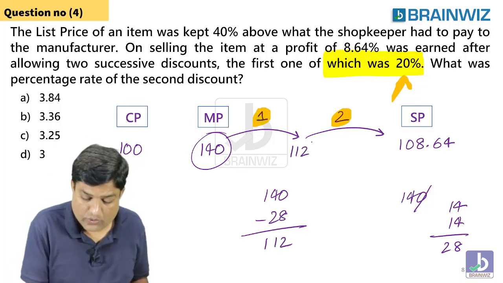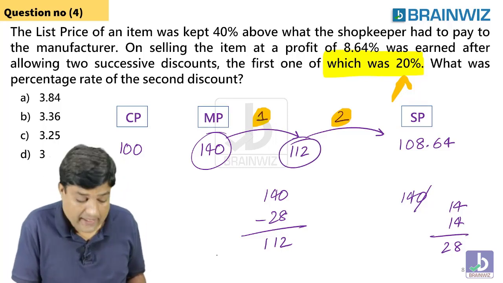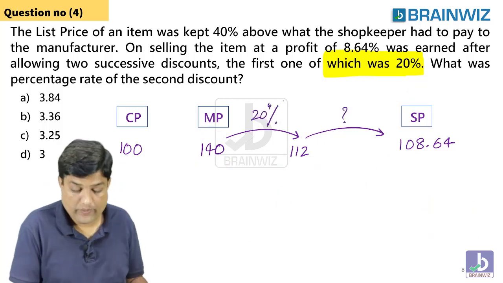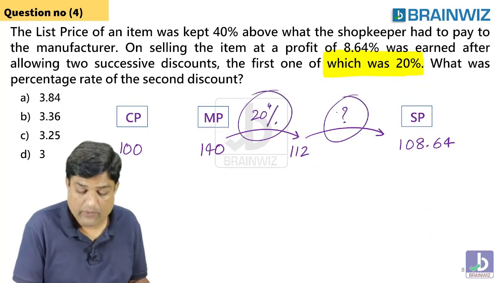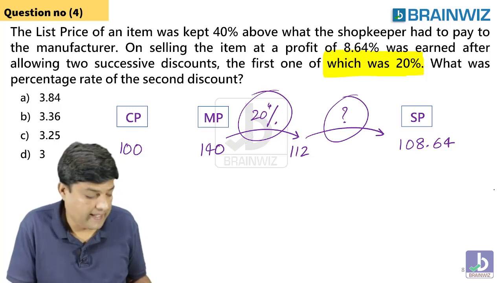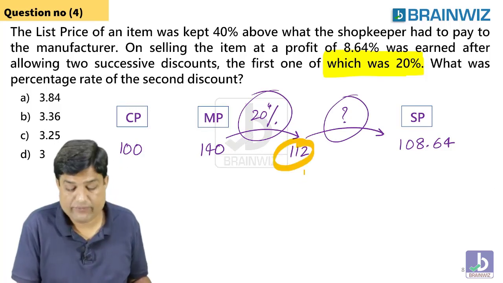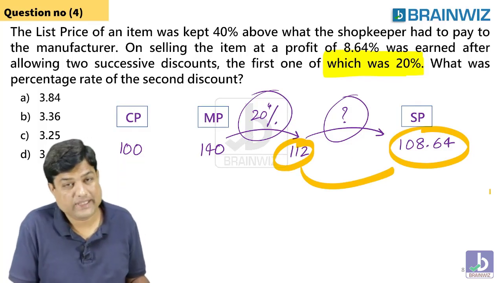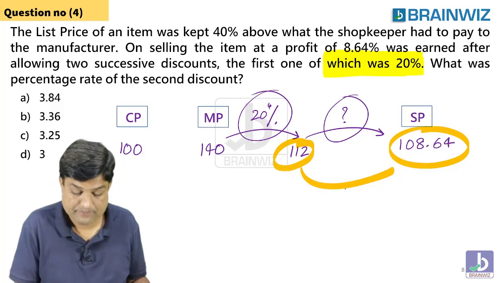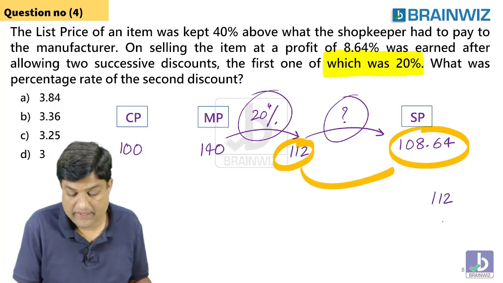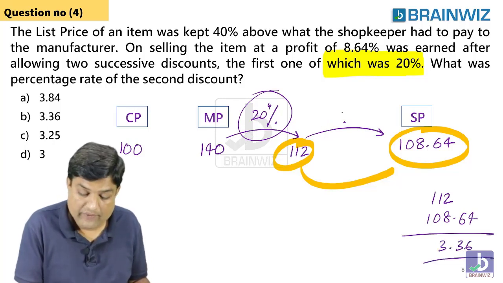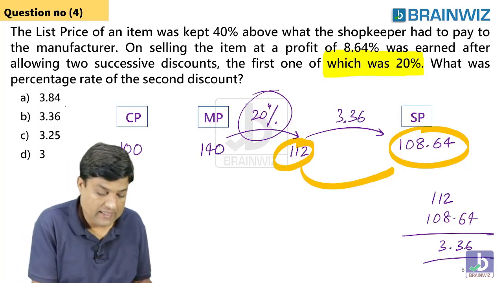Do you think this 112 rupees is the final price? No. Again, he has offered a second discount to make it 108.64. We have the 20% discount on the first one, and the second one is what is missing. How to find it? This 112 is finally made into 108.64, so the gap will give you the second percentage. 112 rupees is finally made 108.64, and that makes 3.36.